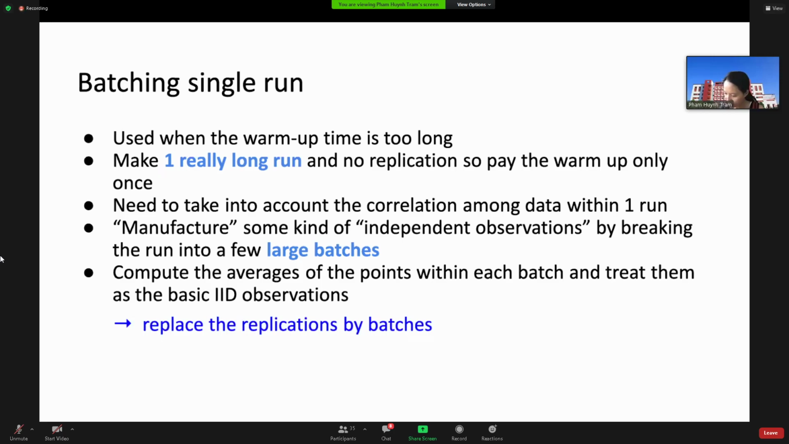In the truncated replication, you may set 10 replications, and each replication 5 days. These 5 days may include 2 days of warm-up and 3 days for data collection. These 5 days are already considered long enough for a steady-state simulation. This is for truncated replication.